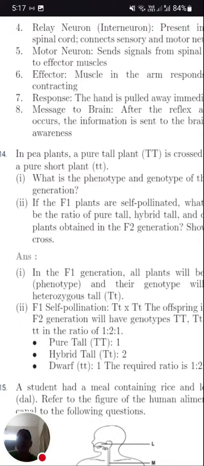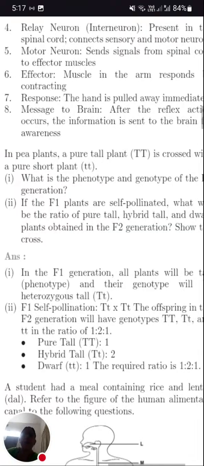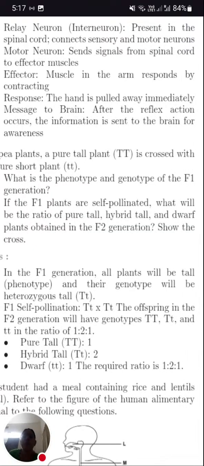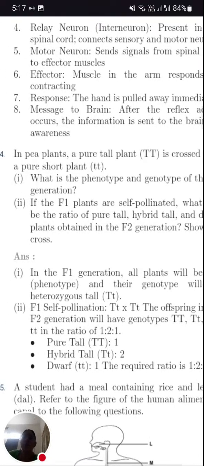Now the next question. In pea plant, a pure tall plant represented by capital T is crossed with a pure short plant, small t.